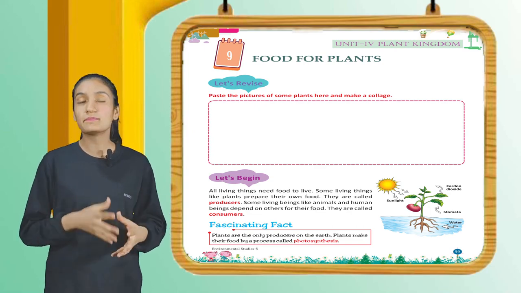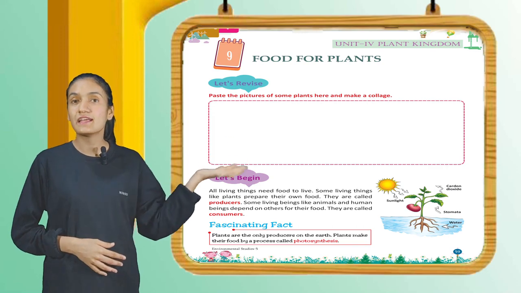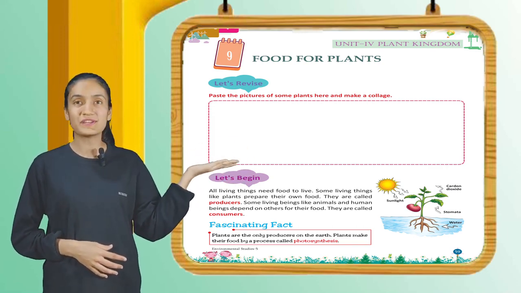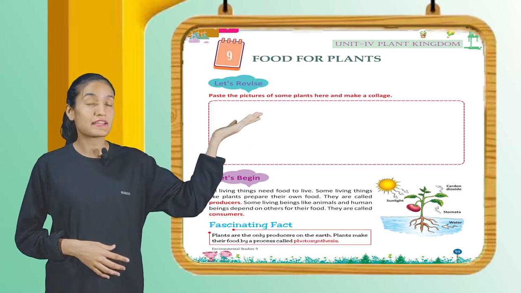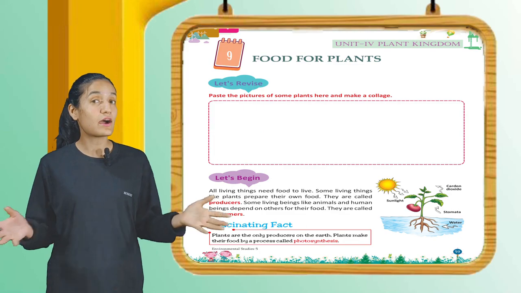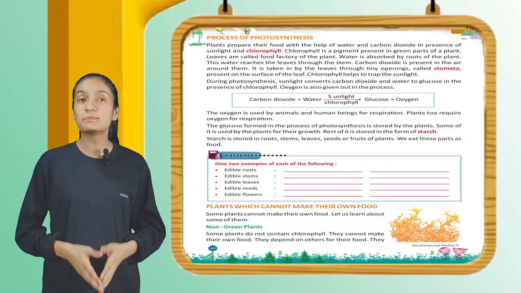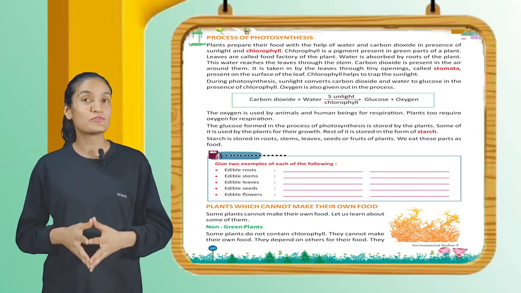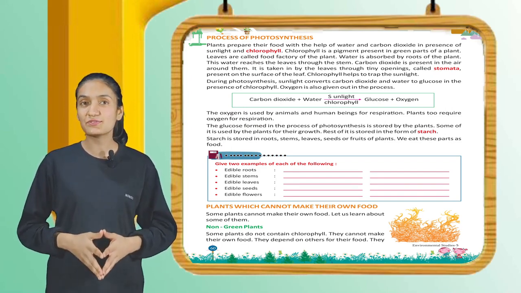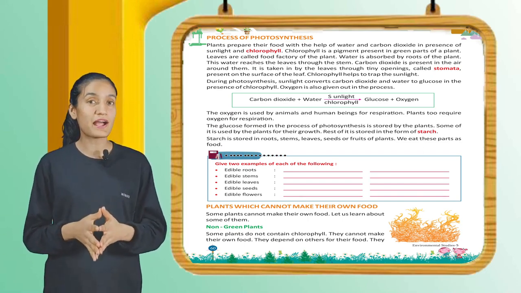Plants make their food by a process called photosynthesis. Here you can see a plant, and the process of photosynthesis is shown here, like carbon dioxide, sunlight and stomata and water. Now let's understand the process of photosynthesis. Plants prepare their food with the help of water and carbon dioxide in presence of sunlight and chlorophyll. Chlorophyll is a pigment present in green part of a plant.